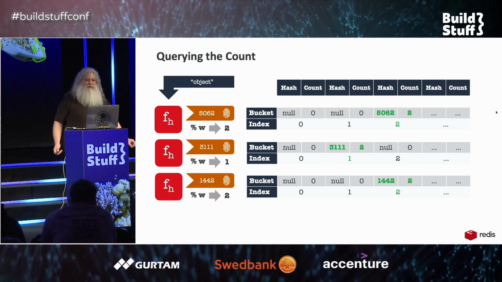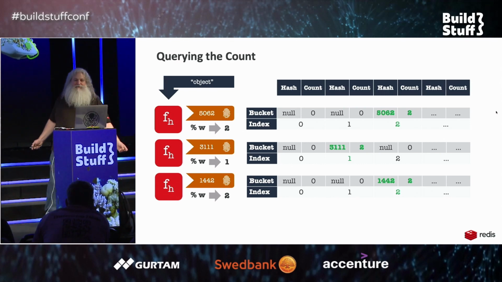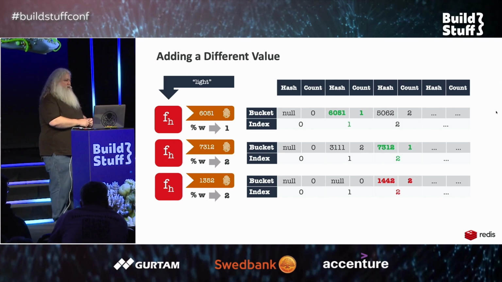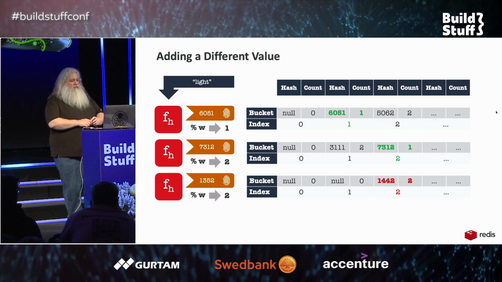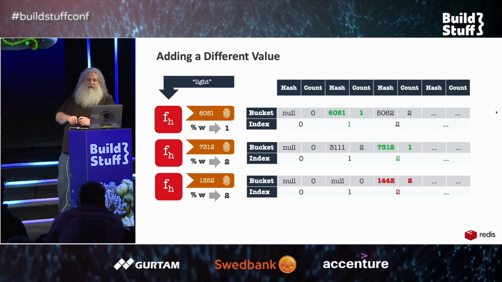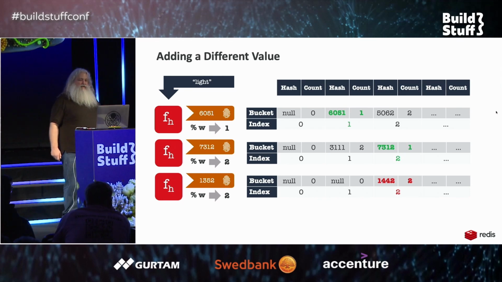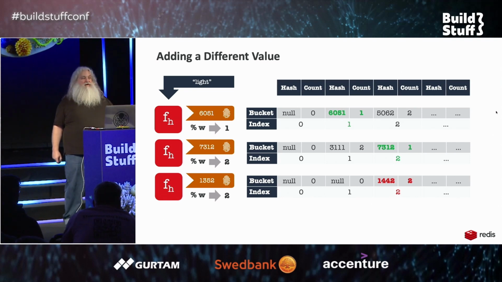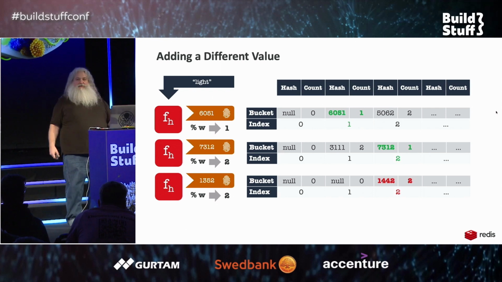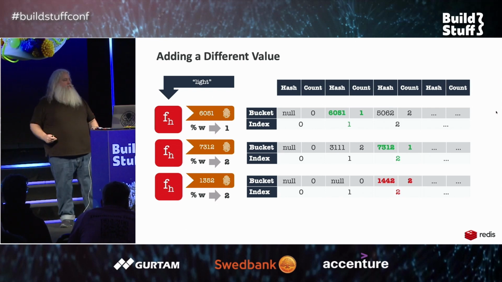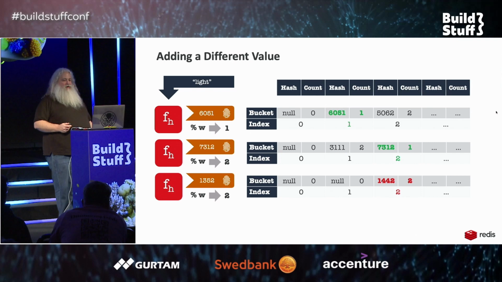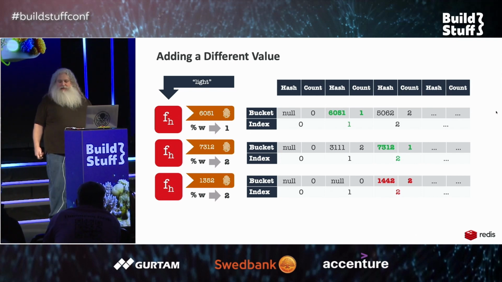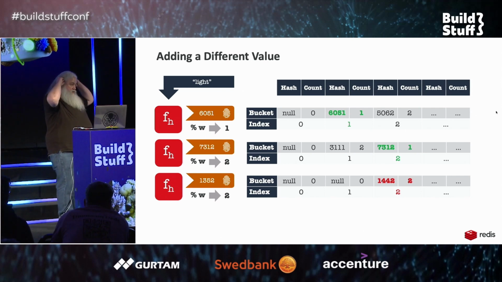So far, so good. Let's add a different shape of a UFO. Let's add light, the other popular shape of UFO sightings. And this one's a little different because we'd go through this calculation and we get, on the first two rows, an index where the hash is null, where the count is 0, where no one has claimed this. And so we just claim it and put a 1 there. Easy peasy, just like before. But in the third row, we get an index of 2, and we see that the hash value doesn't match our hash value. So what do we do?